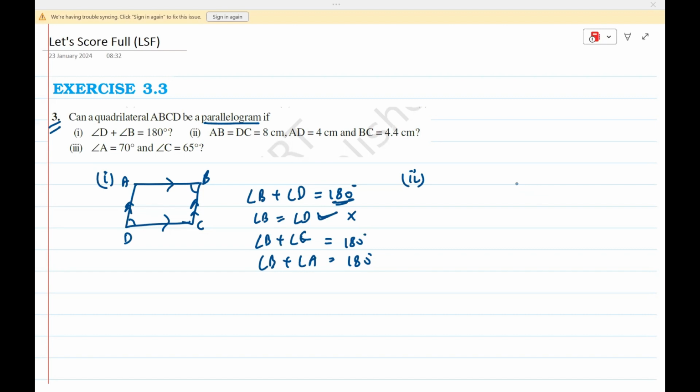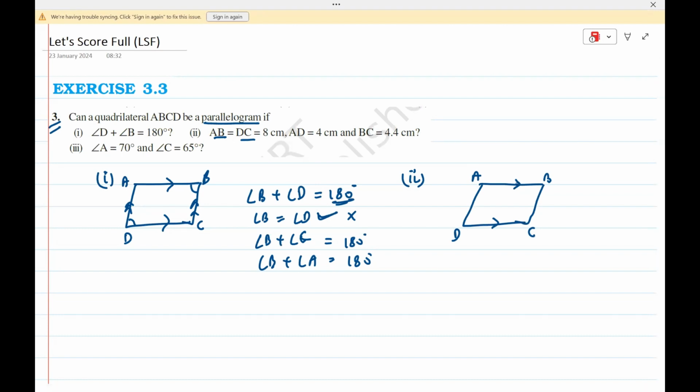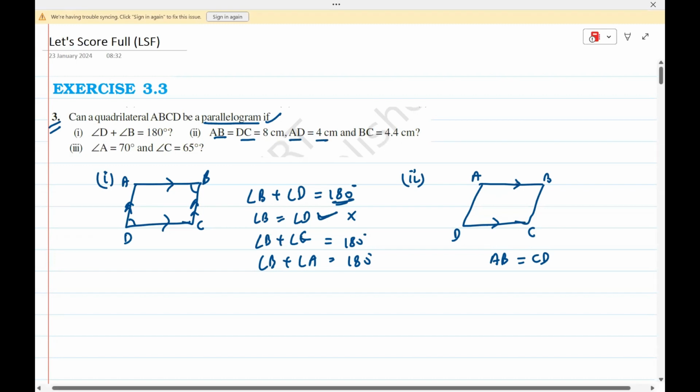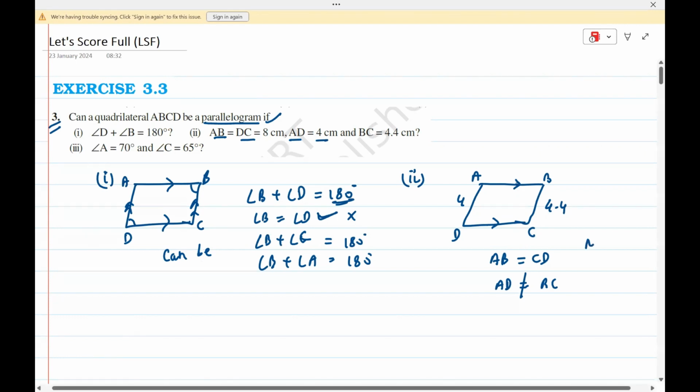In a quadrilateral ABCD, AB is equal to DC. So again, I have one quadrilateral A, B, C, D. They said AB and DC are equal. The property of the parallelogram says opposite sides are equal, means AB is equal to CD. And they have given that. But for the other pair, AD is 4 centimeter, but BC is 4.5 and it is not equal. As another pair of opposite sides are not equal, I am sure this is not a parallelogram. Why? Because opposite sides have to be equal and they have clearly said they are not equal.